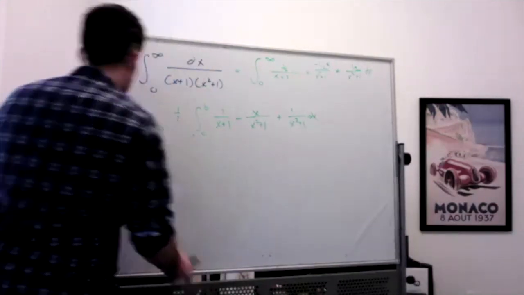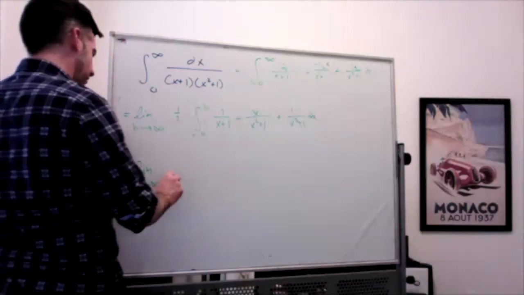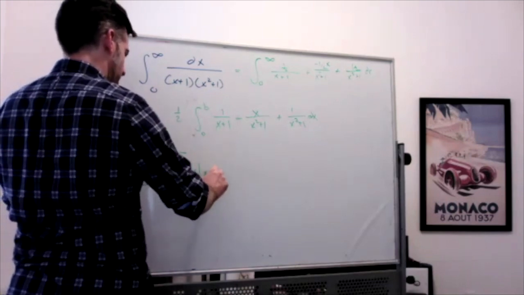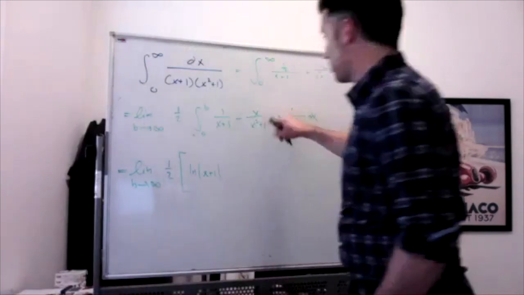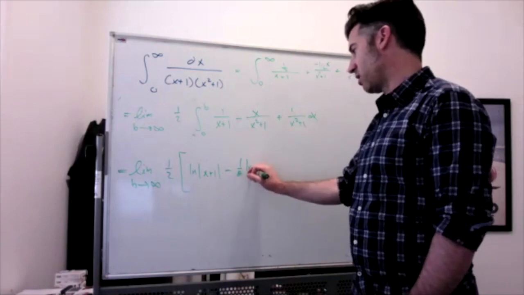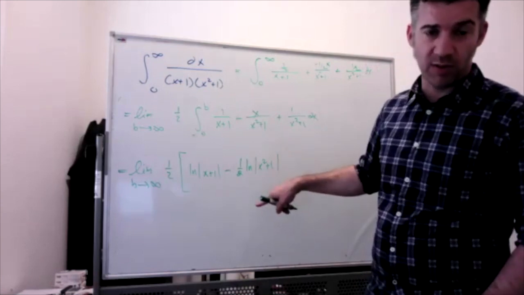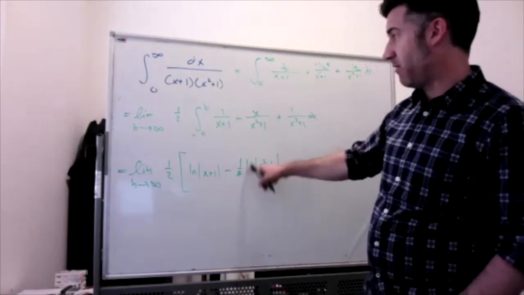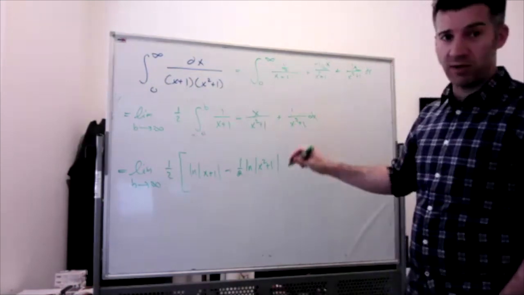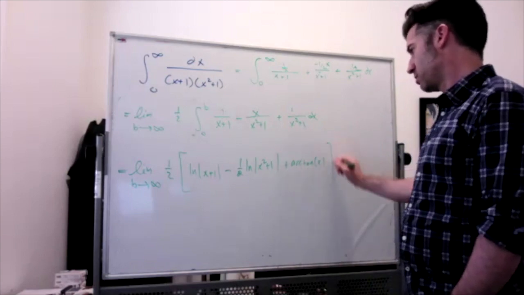Okay, so then we're going to integrate. You get the limit as b goes to infinity of 1/2 times the integral of that, which is the natural log of the absolute value of x plus 1. For x over x squared plus 1, the integral is going to be 1/2 times the natural log of the absolute value of x squared plus 1. Because the derivative of that is 1 over x squared plus 1 times 2x. So you get 1/2 times 2x, which gives you your x over x squared plus 1. And then the integral of 1 over x squared plus 1 is the arc tangent of x from 0 to b.